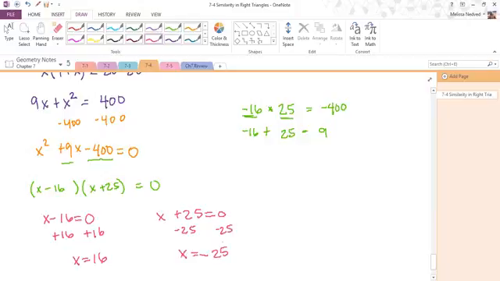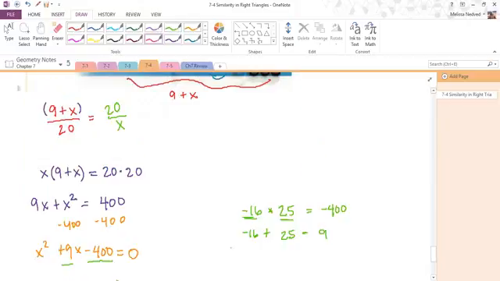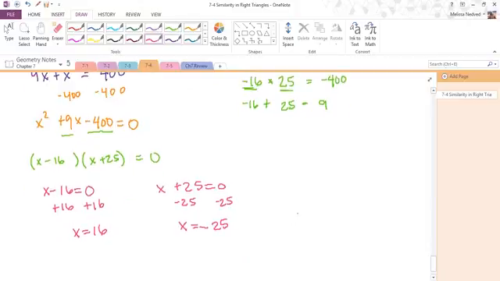Now let's go back up to our problem quickly. X is this distance here between A and D. X is the distance that this robot has to travel. So in the case of this problem, it doesn't make sense to have a negative distance. My robot isn't going to travel negative 25, so we're not going to use that as an answer. We're just going to take the positive value, x equals 16.